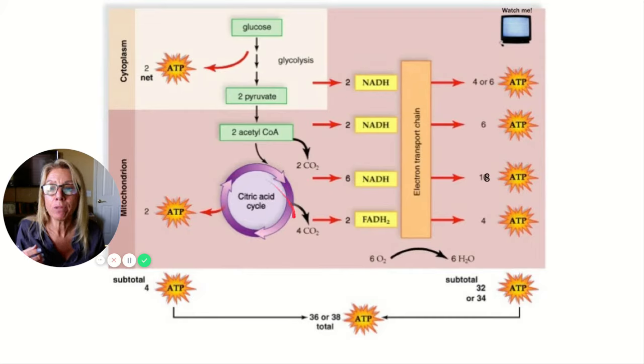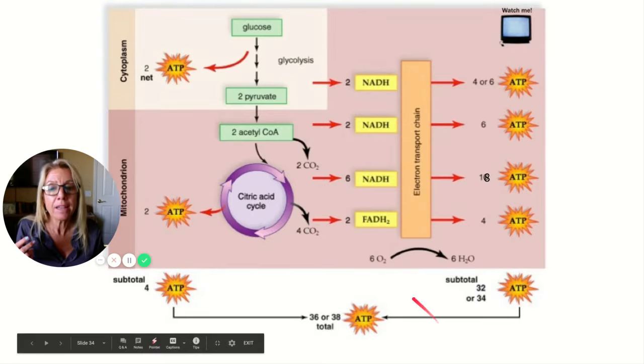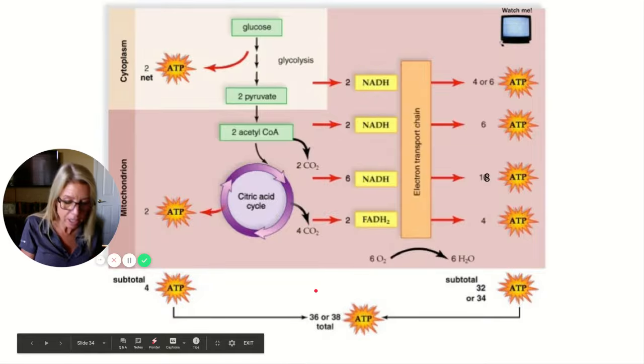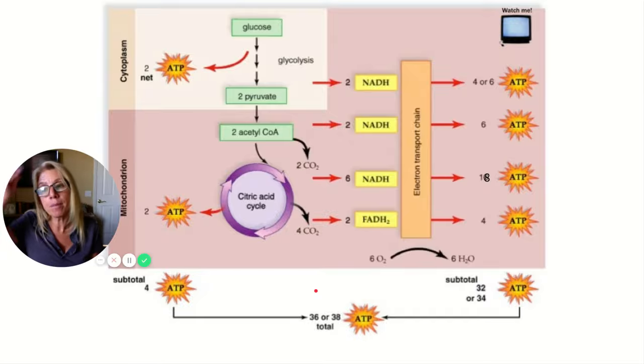6 NAD from the 2 turns of the citric acid cycle would each potentially get you 3 ATP, so 6 times 3 is 18. And then the 2 FADs would only get you 2 each, 2 times 2 is 4. Again, this is the old school numbers, 36 to 38 ATP. It is not taking into consideration the second law of thermodynamics.